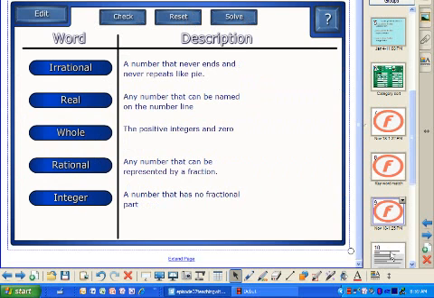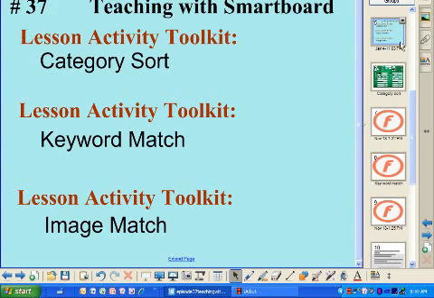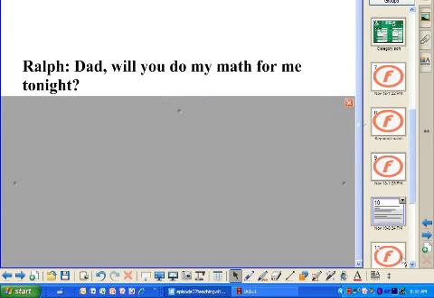So what's the next one? We have the image match. Oh, I don't think we're going to go to image match yet.